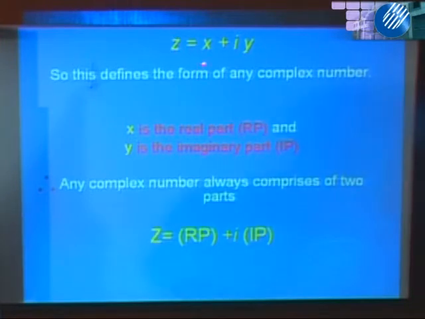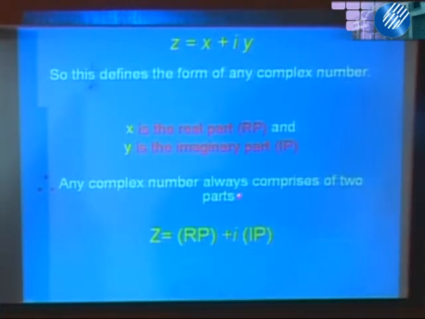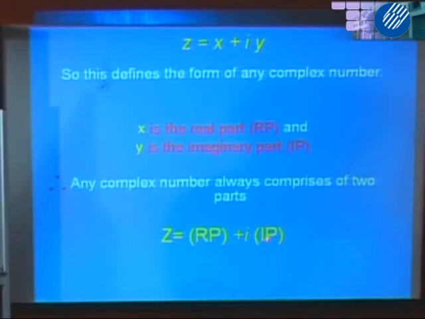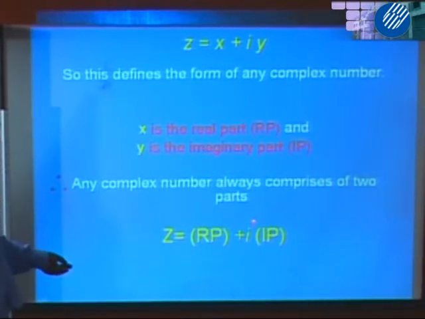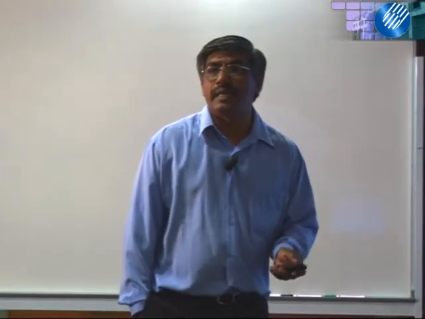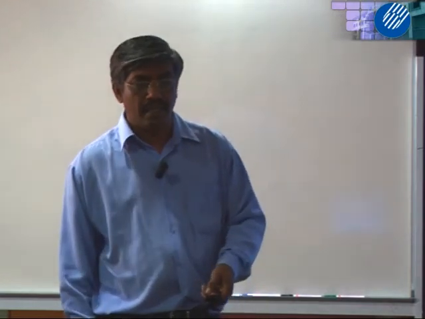So this is the standard form of any complex number, whereby the x value is the real part, which we can write as RP, and the y value is known as the imaginary part, which we can write as IP. So, a complex number generally comprises two parts: one is the real part and the other is the imaginary part. Remember, the i is the notation of an imaginary part. That's a very important thing for us to understand in any case.